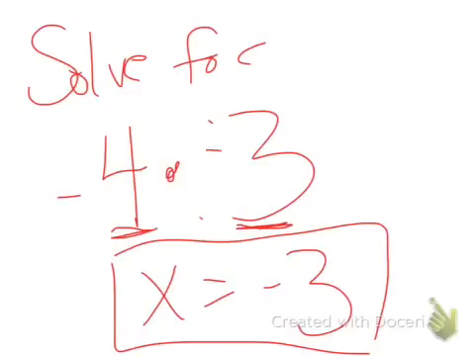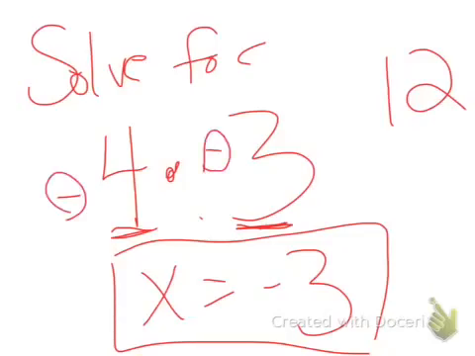Now, 4 times 3 is going to be 12. Now here's the important part. Those two negatives are going to cancel out. If there's only one, it would have been negative, but since there's two, they cancel out.